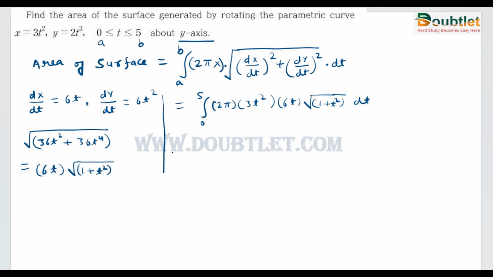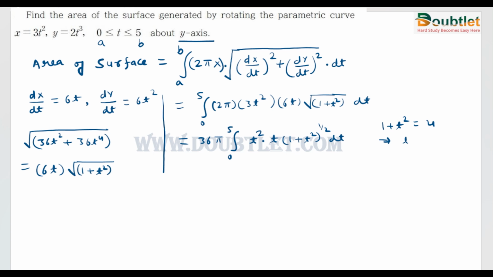and we have to integrate it with respect to t. So if we solve this, we know the limits are 0 to 5, and 2 pi times 3 times 6 is 36 pi, which will be taken out because these are constants. The integration from 0 to 5 will be of t cubed. We can write t cubed as t squared multiplied by t, and the root as 1 plus t squared to the power 1/2. So here we need substitution. We have to assume 1 plus t squared as u.